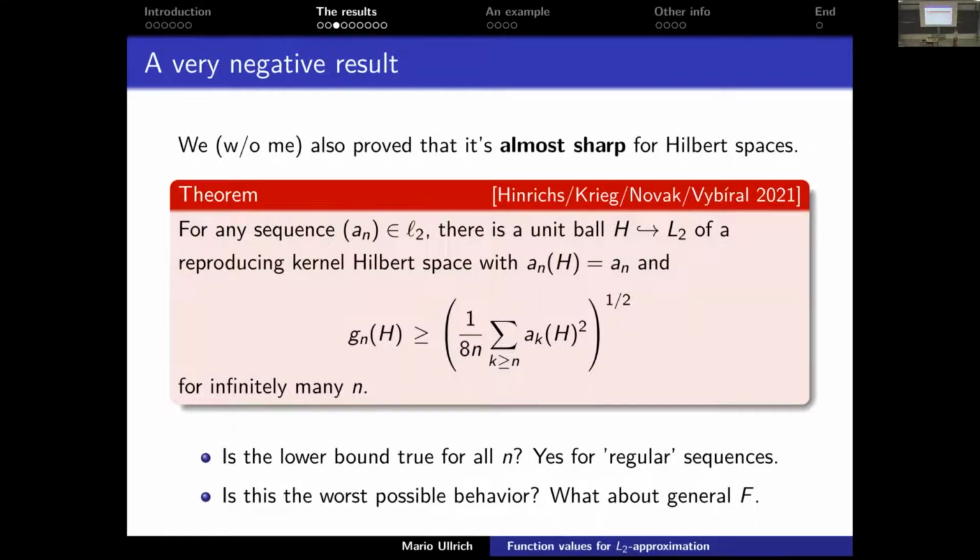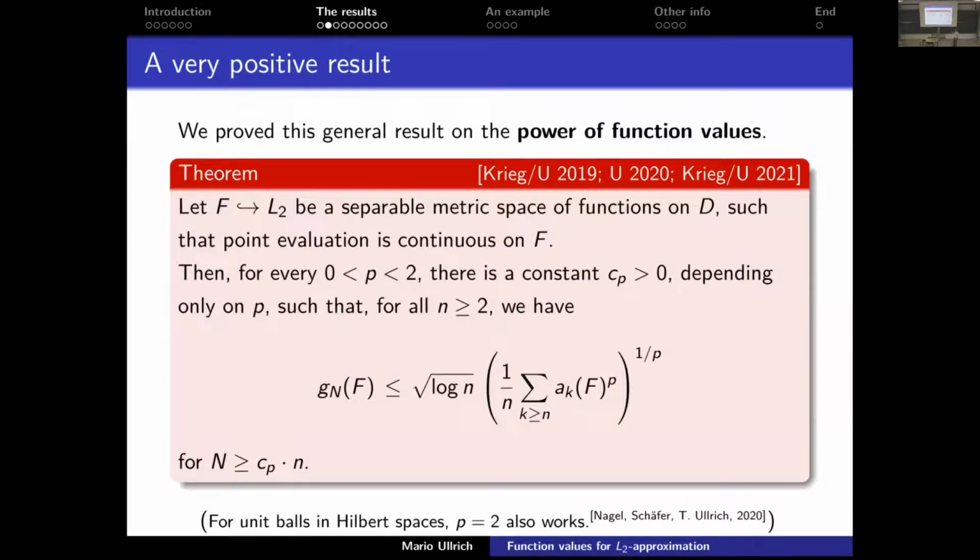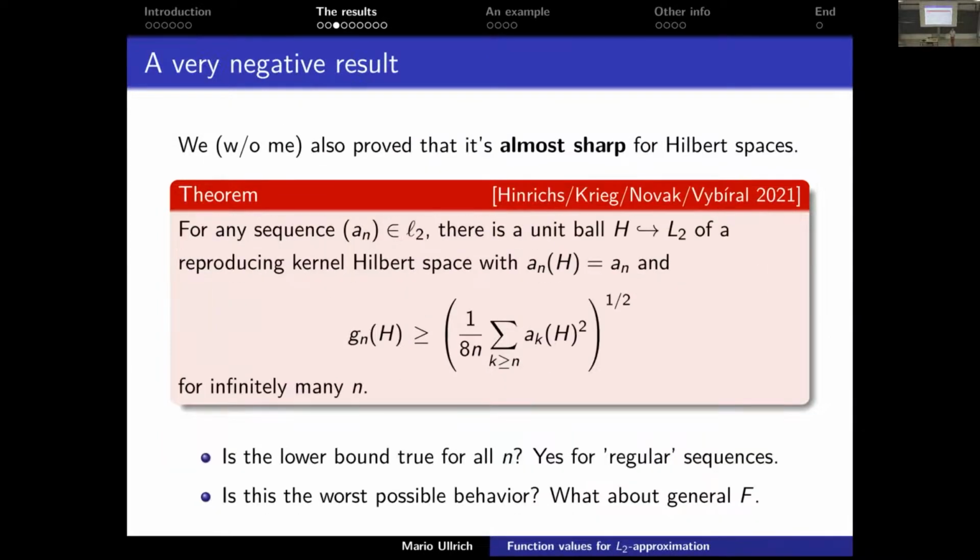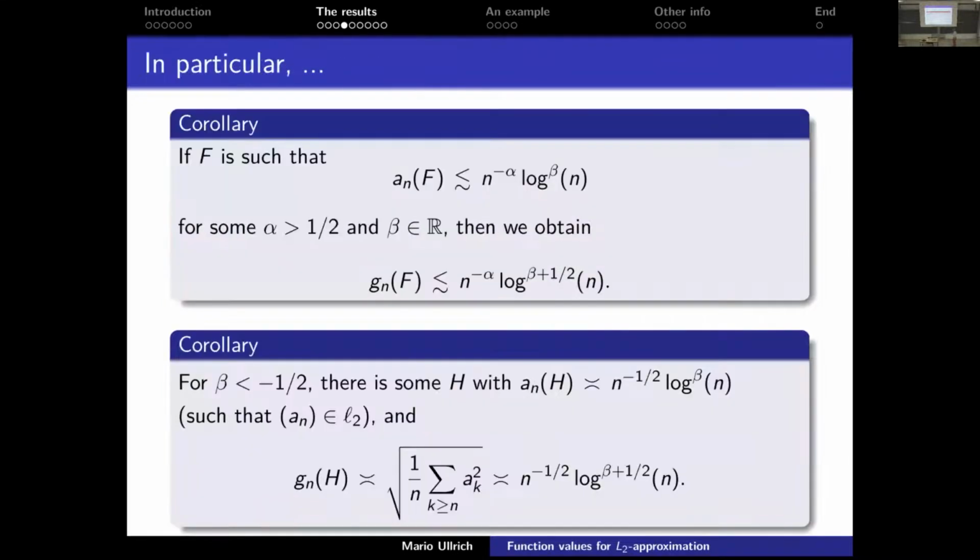Okay, and is this the worst possible behavior? That's the next question, even for general f, because if you look back to the positive result, there is some log n here. And we really don't know if this log n appears because of our random technique, or if it's really necessary to be there. At the moment, we really don't know. And I don't have any conjectures about that, by the way. That's not clear to me.